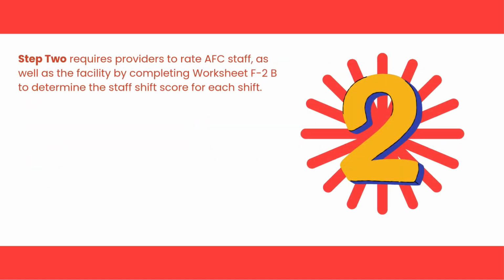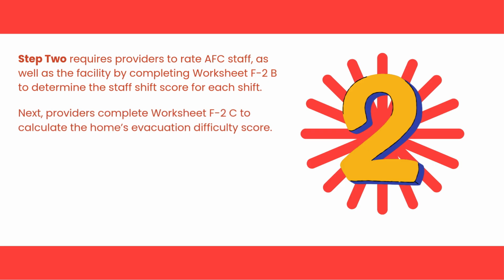Step 2 requires providers to rate AFC staff, as well as the facility, by completing Worksheet F2B to determine the staff shift score for each shift. Next, providers complete Worksheet F2C to calculate the home's evacuation difficulty score. These worksheets use results from Worksheet F2A.